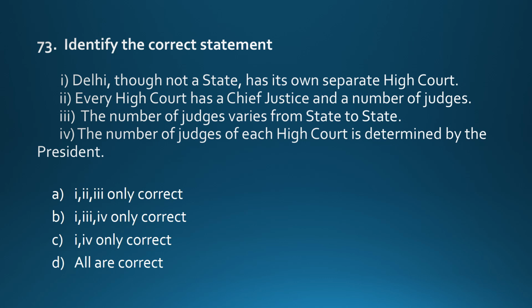Question number 73. Identify the correct statement. 1. Delhi, though not a state, has its own separate High Court. 2. Every High Court has a Chief Justice and a number of judges. 3. The number of judges varies from state to state. 4. The number of judges of each High Court is determined by the President.